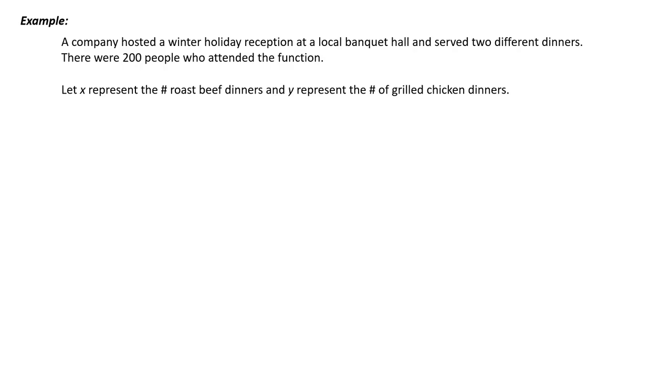A company hosted a winter holiday reception at a local banquet hall and served 2 different dinners. There were 200 people who attended the function. Let X represent the number of roast beef dinners, and Y represent the number of grilled chicken dinners. We're assuming everybody's eating. Therefore, the number of roast beef dinners plus the number of grilled chicken dinners will be 200. So x plus y will equal 200. There's our first equation.